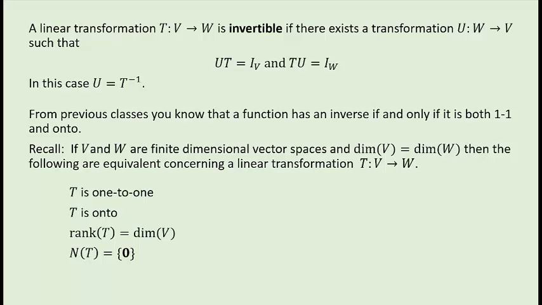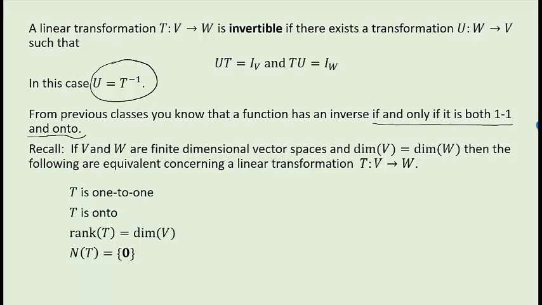T is invertible if there exists a transformation U such that U takes W to V, and if we compose them, UT is the identity transformation on V, and TU gives you the identity mapping on W. In this case, we say that U is T inverse. This is exactly what you have known about functions. You know that a function has an inverse if and only if it is both one-to-one and onto.